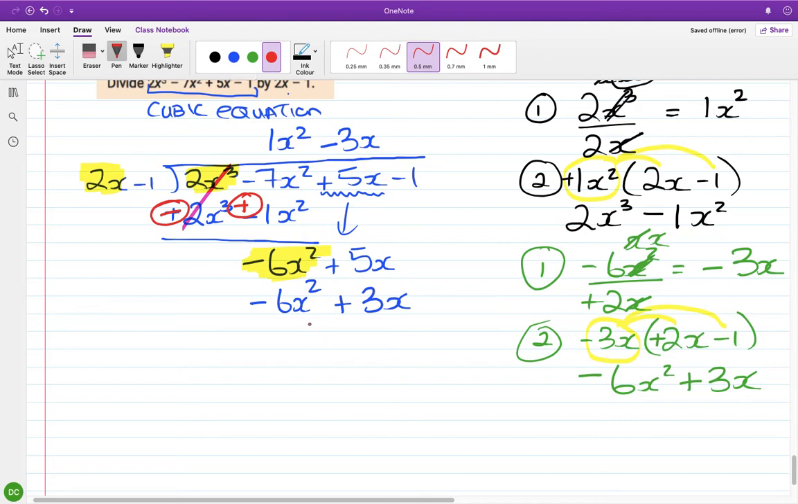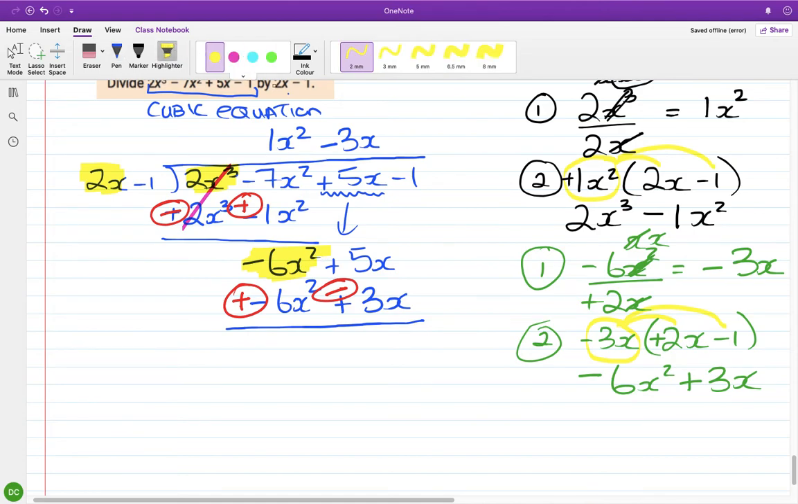Step 3 is to change the signs on the answer to part 2 there. So this minus becomes a plus, and this plus becomes a minus. Now we're on to step 4, which is adding and subtracting the lines. Minus 6x squared plus 6x squared, again, as hoped, will cancel. And then we have plus 5x minus 3x. So 5 minus 3 is 2. And then put the x back on.